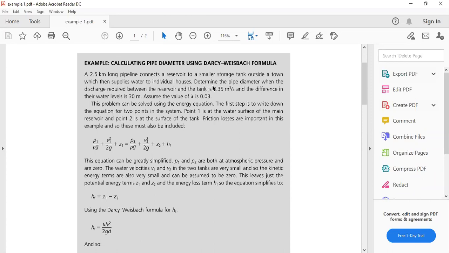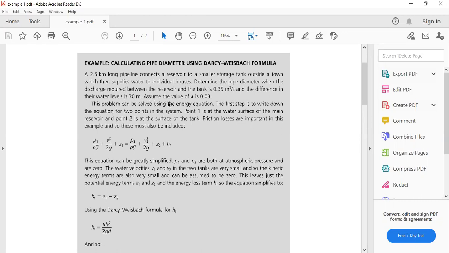Then they are asking us to determine the pipe diameter when the discharge required between the reservoir and the tank is 0.35 meters cubed per second. This discharge has been determined based on the usage of the water. We know that if we deliver this amount of water per second, it will be enough for all the families to draw a certain amount of water from that tank. And they're telling us that the difference in water levels between the reservoir and the tank is 30 meters.